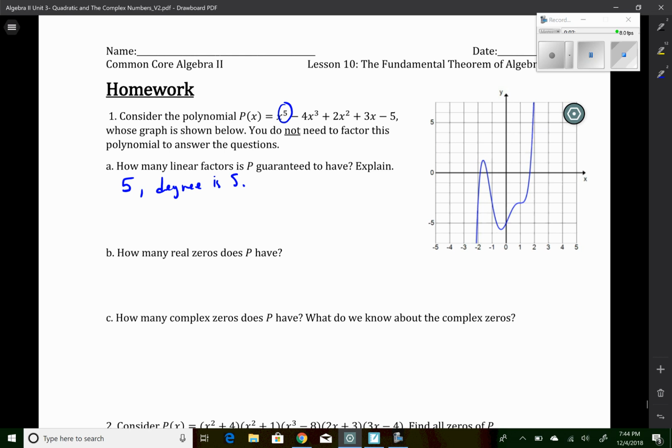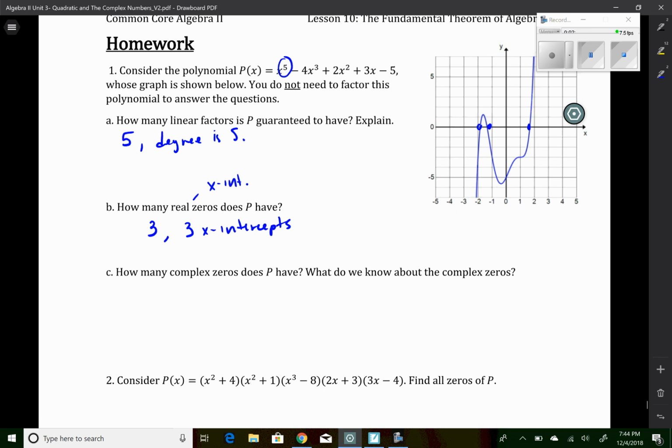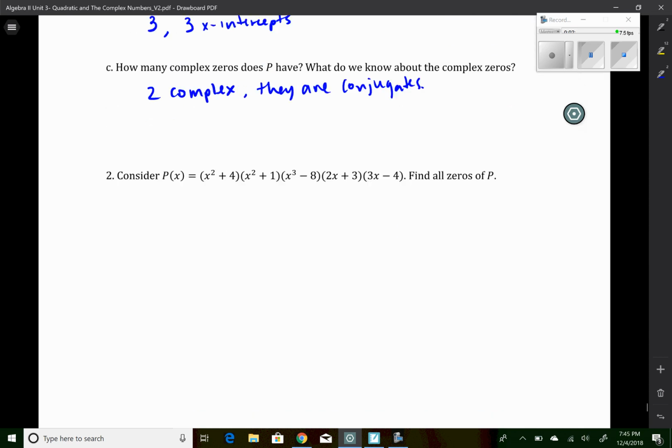How many real zeros does P have? Well, real zeros, those are the x-intercepts. There are 1, 2, 3 x-intercepts. So there are 3 because there are 3 x-intercepts. Now, if there are 3 real zeros, that means there are going to be 2 complex zeros. And then what do we know about these complex zeros? They are always conjugates. Don't know what they are, but I know there's 2 of them, and I know they're going to be conjugates of each other.